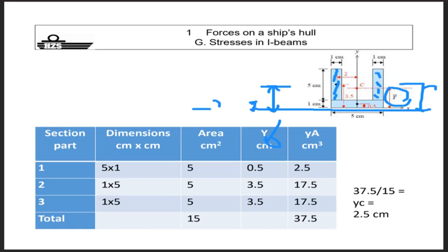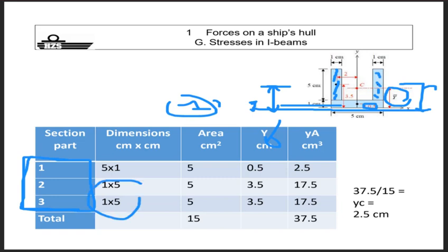But here the numbering of the elements is not the same as I used before. So you see 5 by 1, which is clearly element 1, and for element 1 you have 0.5 as the distance towards X. Element 2 is the 2 beams, either left or right, as you like. They're exactly the same in dimensions, so the distance towards X is exactly the same, and you have exactly the same value.